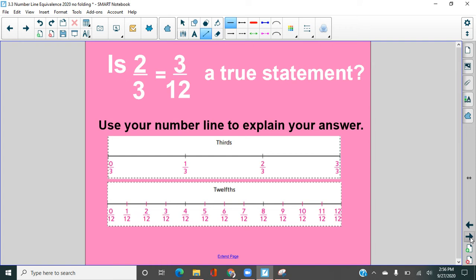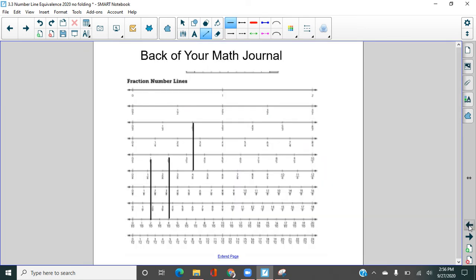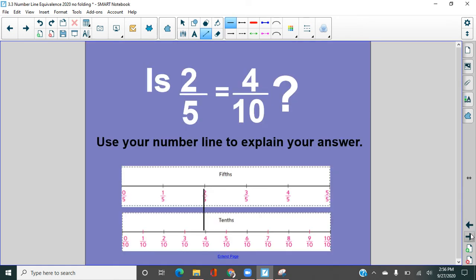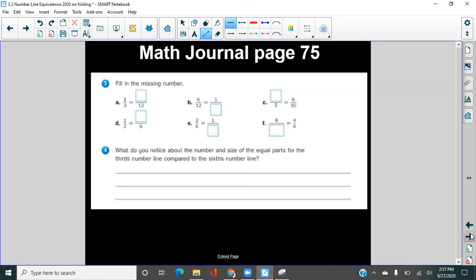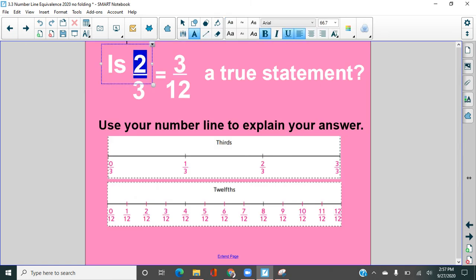All right. Let's do one more here. 2/3 equals 3/12. All right, let's go see if that's true. I'm going to find 2/3. Oh, I already did, right? Here's the 2/3 line. Does it equal 3/12? So I'm going to go straight down and see that no, it does not equal 3/12. It equals 8/12. So that is not true. So get rid of that one. This one right here is not true.